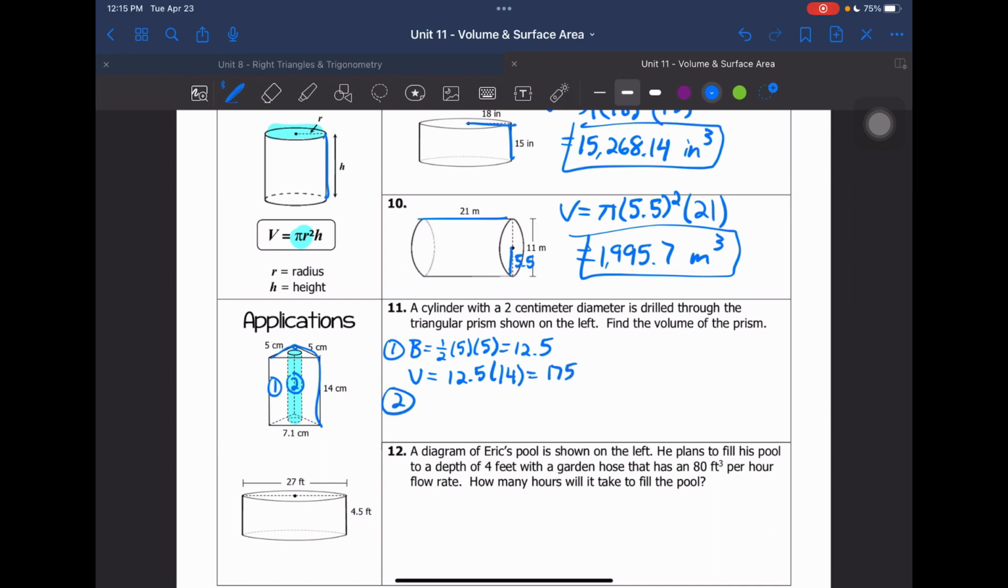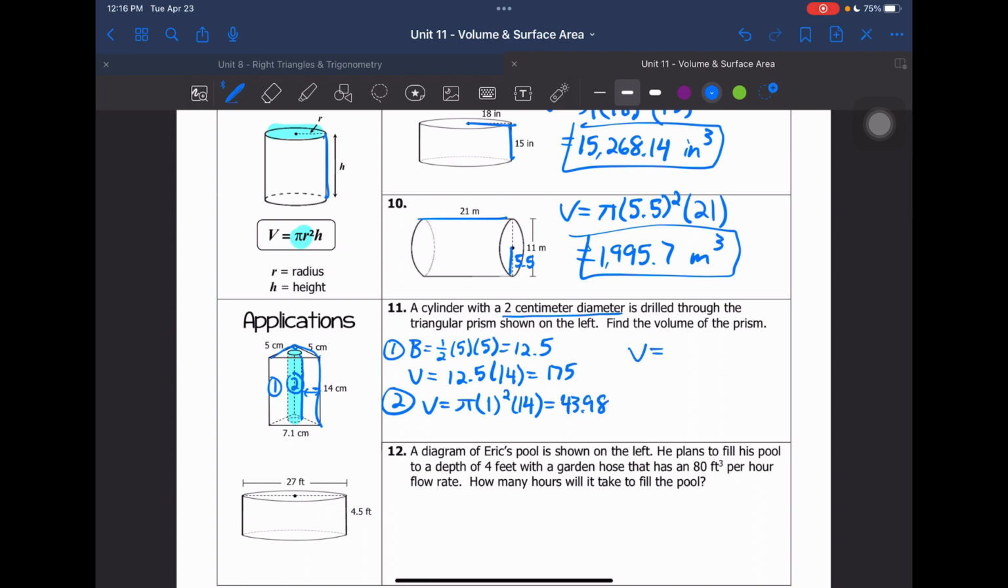Next, I can find the volume of the cylinder. So the volume of the cylinder is going to be pi times r squared. Well, if we have a 2 centimeter diameter, the radius would be half of that, which would just be 1. So pi times 1 squared times the height of the cylinder. The height of the cylinder is the same as the height of the prism, so it's also going to be 14. So pi times 1 squared times 14 comes out to 43.98.